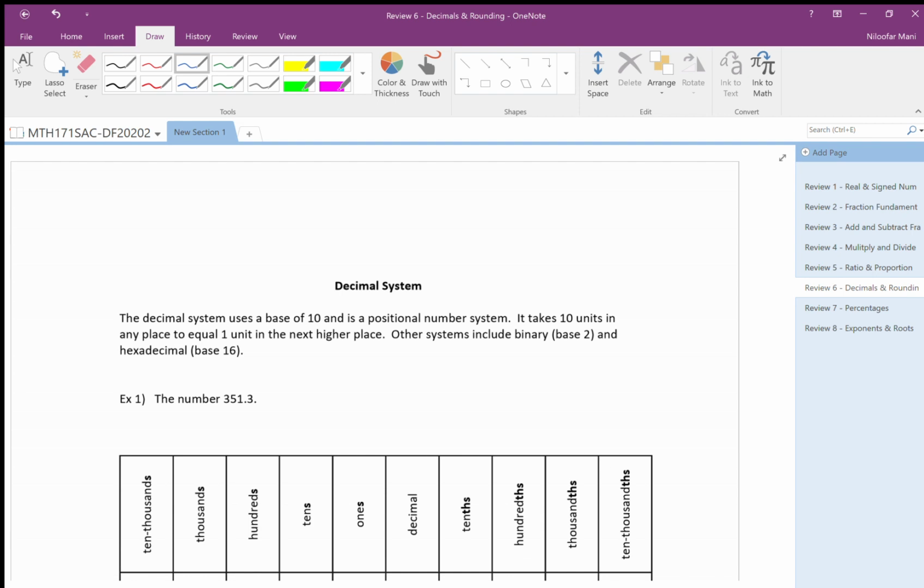So the decimal system uses base 10. Everything is based on 10 and it's positional. When you move to the left, you multiply by 10. When you move to the right, you divide by 10. So I can show you this for an example number.